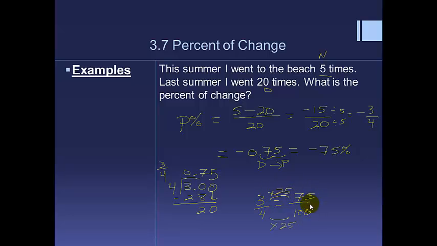So when a number is written over 100, that's a special number. I can call that a percent. So that's going to be 75%. But remember, it would be negative because it was a decrease in the times that I went to the beach over the summer. So again, remember your NO when you come to these kinds of problems. I think you'll do just great.